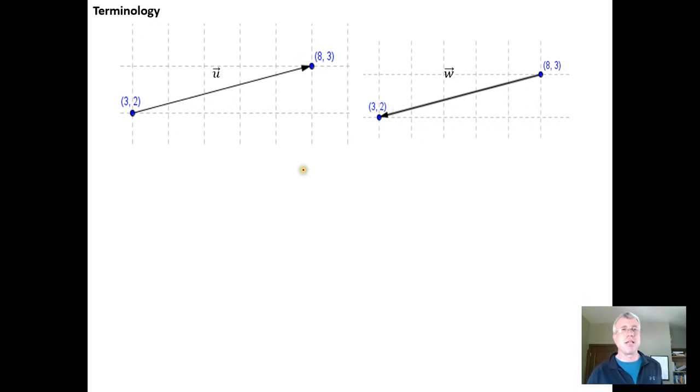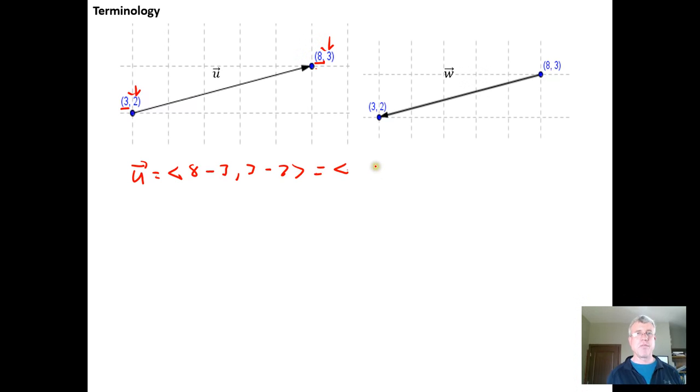So if we do a concrete example, if we have a vector u with initial point 3, 2 and terminal point 8, 3, to find the vector u in component form, it would be x2 minus x1, comma, y2 minus y1, which is just going to be the vector 5, comma 1. And both components are positive because as this vector moves in the horizontal direction, it moves towards positive infinity, and as it moves in the vertical direction, it's moving towards positive infinity. We get the two positive components.